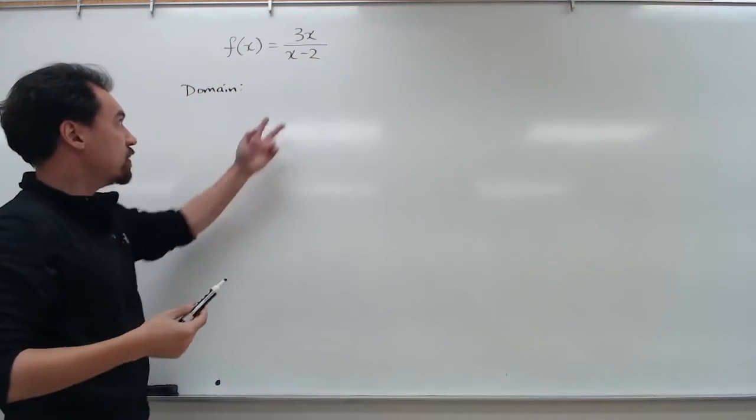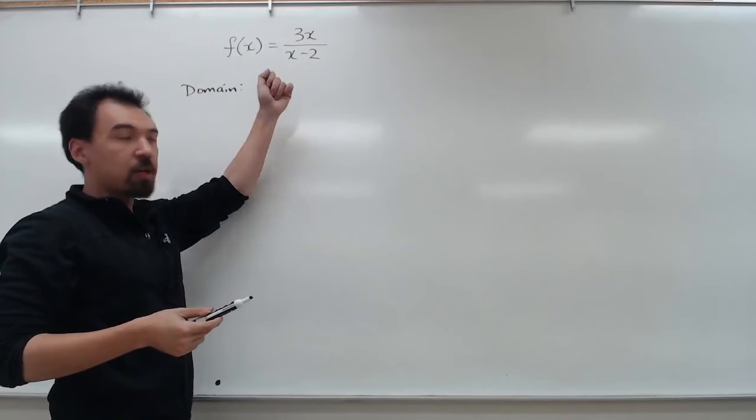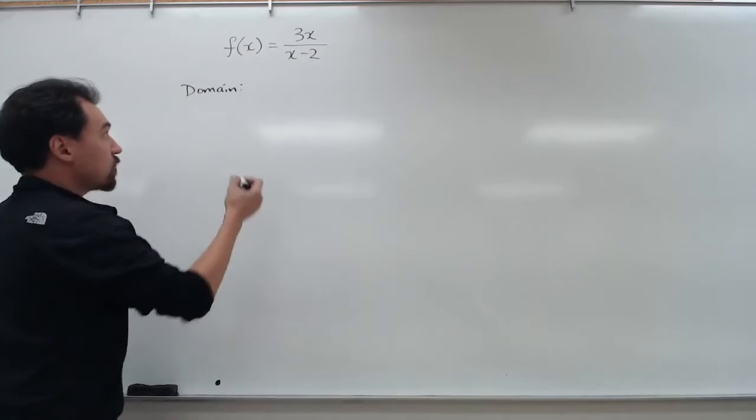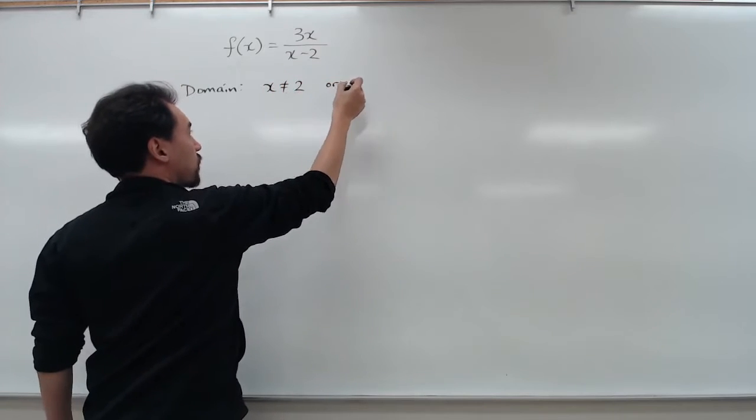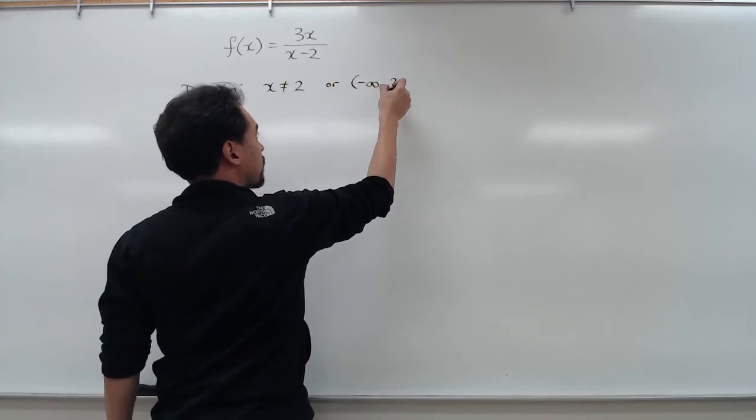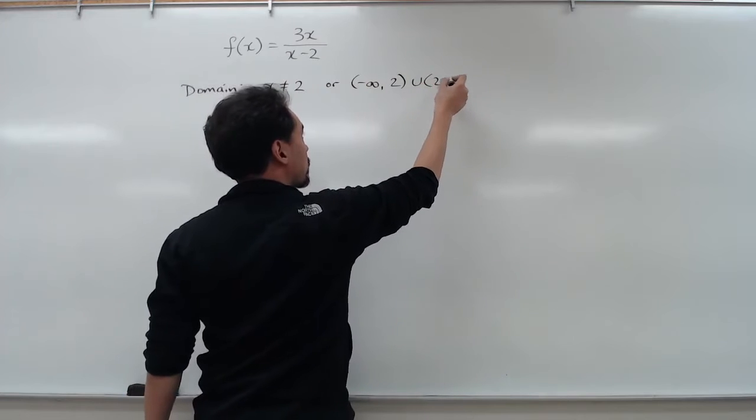In a fraction, we're not allowed to divide by 0, which means x is not allowed to be 2. So we can say the domain is x cannot equal 2, or we can write in interval notation negative infinity to 2 union 2 to positive infinity.